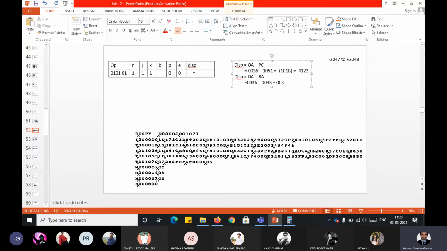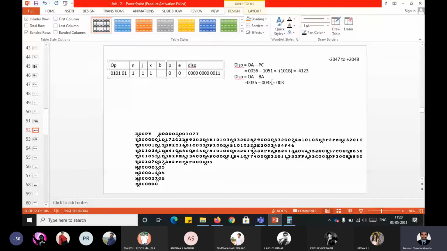And for finding out this displacement, are you making use of PC or the base register? Definitely you are using the base register. So for which you'll be setting B as 1 and P as 0.